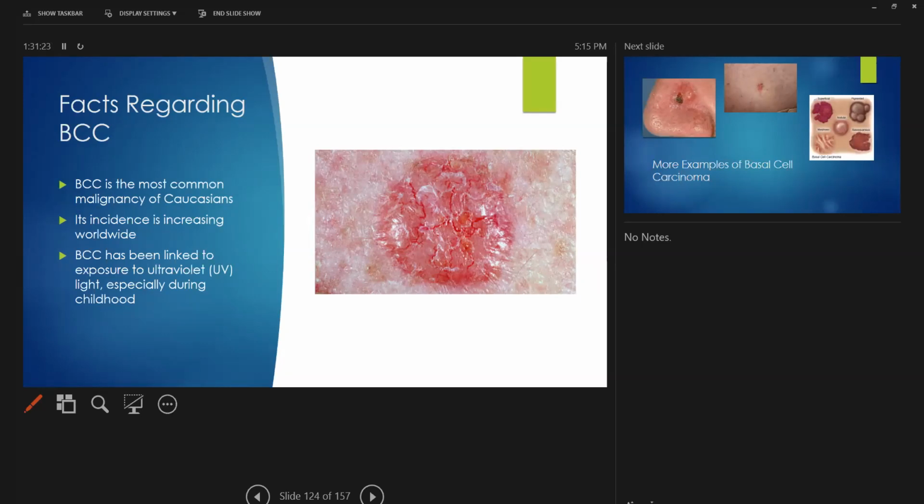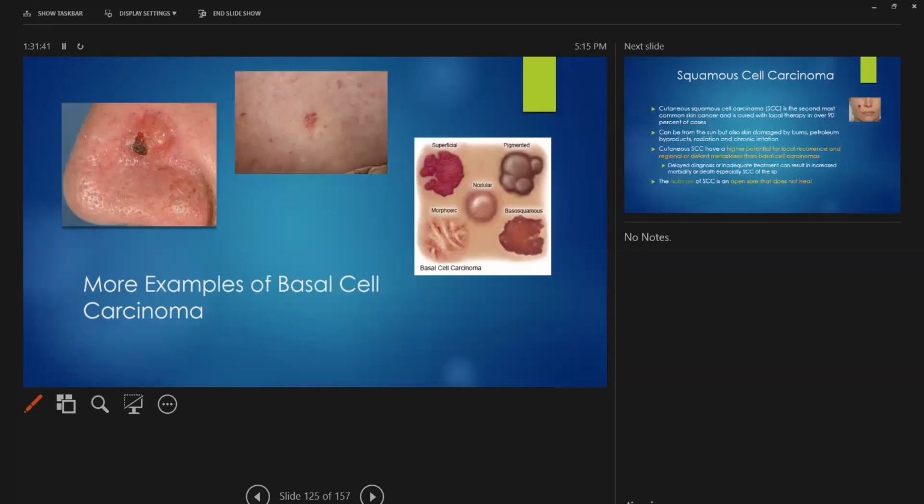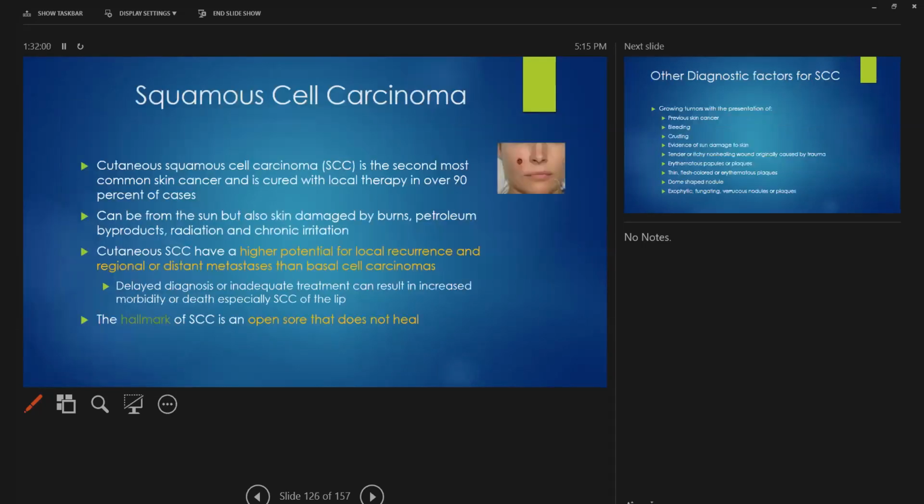These are just some facts regarding basal cell, but there's this kind of reddish telangiectatic lesion, mainly in Caucasians, increasing worldwide and due to exposure to light, particularly in childhood. So here's some different basal cells. I mean, the morphology is just so vast, it's difficult, but this is a superficial basal cell, a pigmented basal cell, a nodular basal cell, a morpheaform basal cell, and a basosquamous cell.